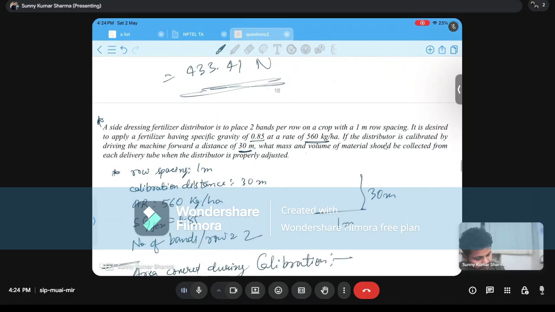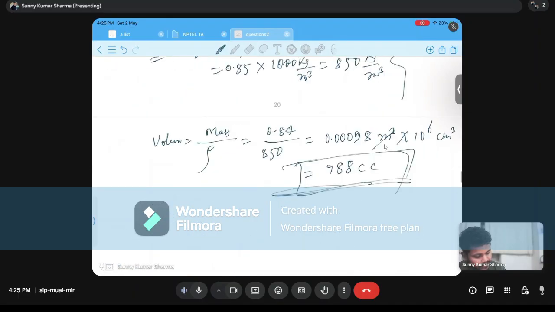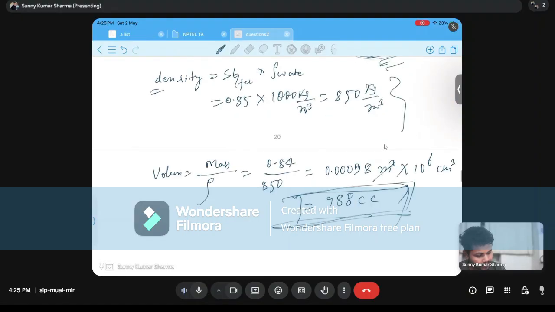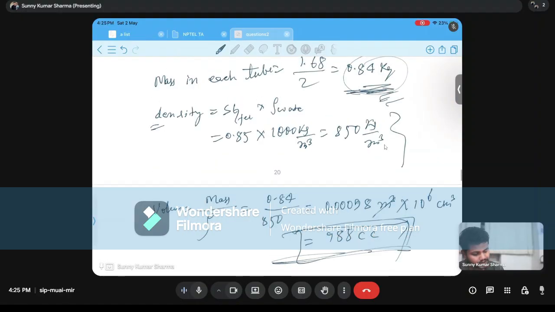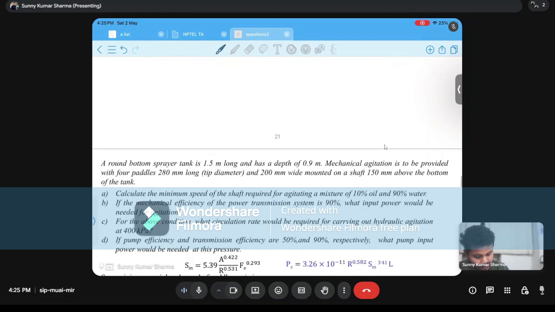So what we needed to find was what mass and volume of material should be collected from each delivery tube. So this is a calibration question where this amount should be collected if you are collecting the volume, and this amount should be collected if you are doing the mass for each tube. So I hope this question is clear to you.